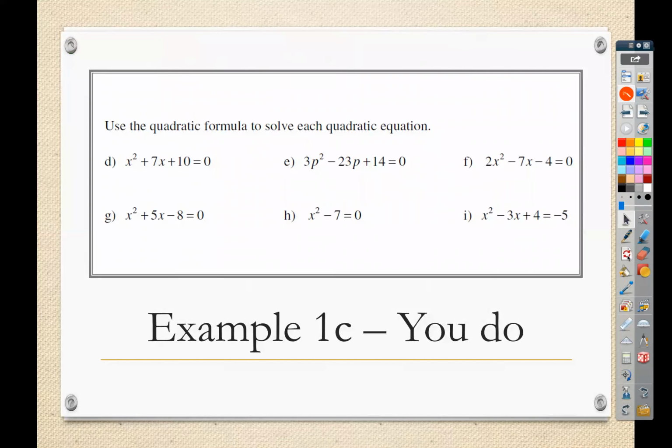So pause it here and you try some. Okay, the answers are off to the side. Look at what you see on I. It says no real solutions. That would mean that there is a negative under the radical.